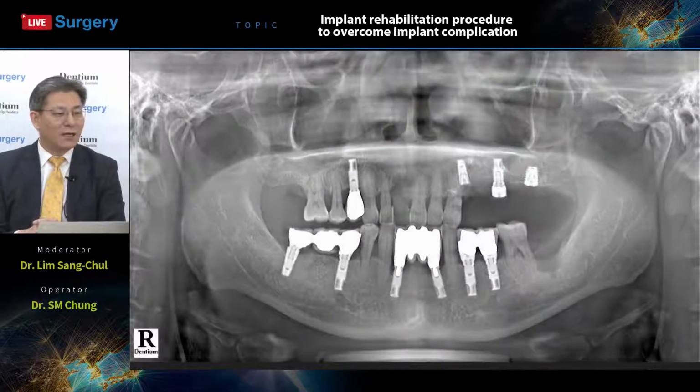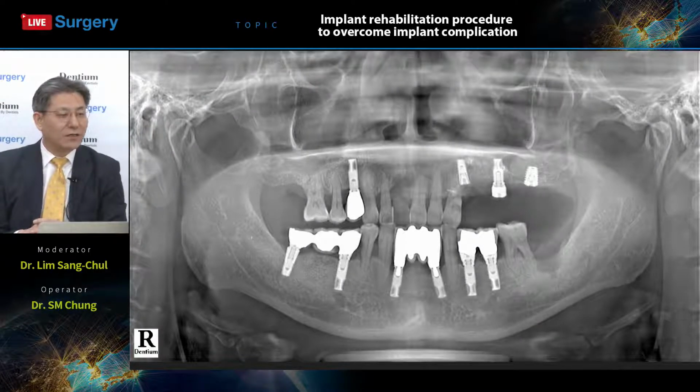Okay, let's see the panoramic view of today's surgery. As you can see, in the number 24 area, a 3.5 diameter, 9 millimeter Bright system bone level implant was installed. And in the number 27 area, a 5.0 diameter, 7 millimeter length, also the same Bright implant system, was installed with sinus augmentation by lateral approach.